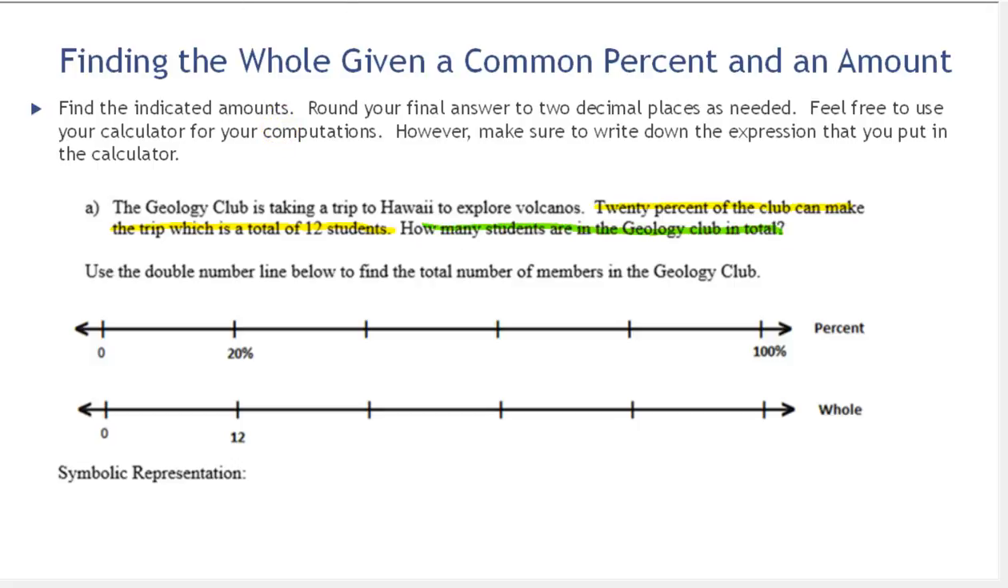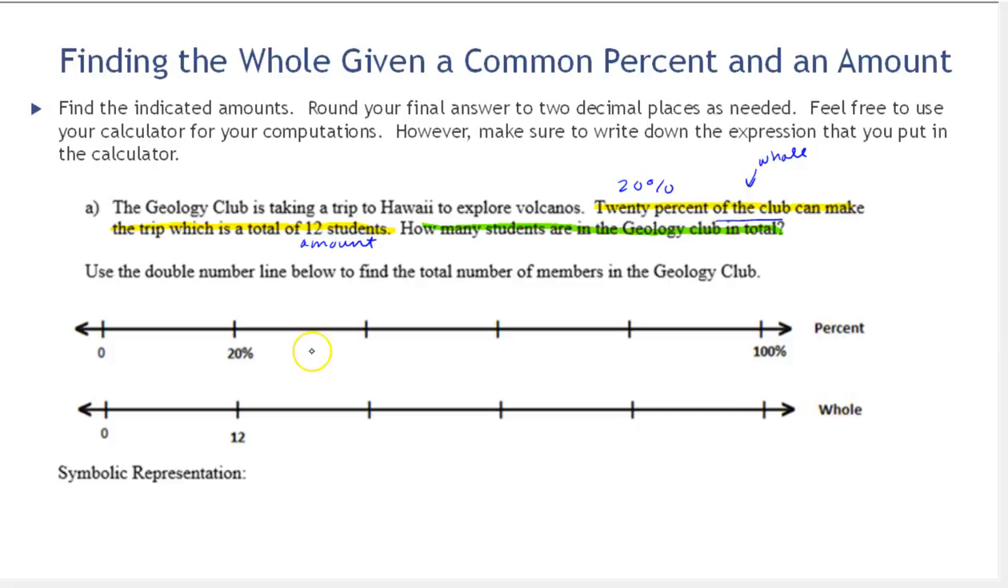So notice this problem is a little different from the problems we've done in the past. We're given a percentage. We're told 20% of the club. So the club, all the people in the club, is the whole. And we're told that 20% of that whole is 12 students. So the 12 students is our amount. Okay, so we're going to use the double number line to figure this out.